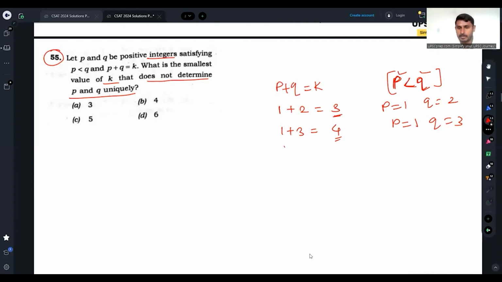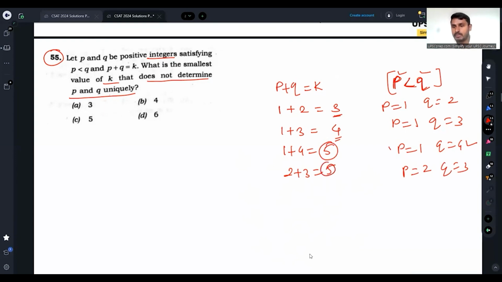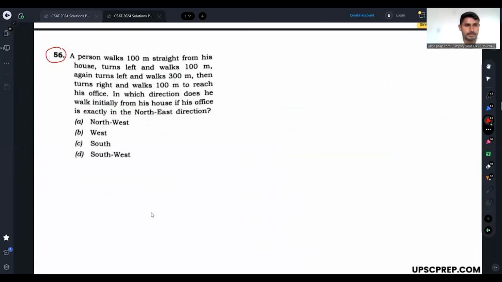4 cannot be the answer. But if I take 1 plus 4, 5, right? So here the value of P is 1, the value of Q is 4, satisfying. But I can also have 2 plus 3 as 5. Here the value of P is 2 and the value of Q is 3. So for 5 you will not be able to determine the unique values of P and Q. From here you will get different values of P and Q for a summation of 5. So 5 is the least number where you will not be able to determine P and Q uniquely. Understood? See this 56th question.